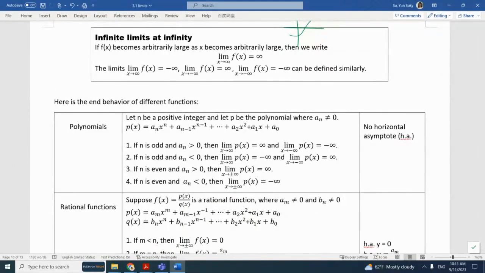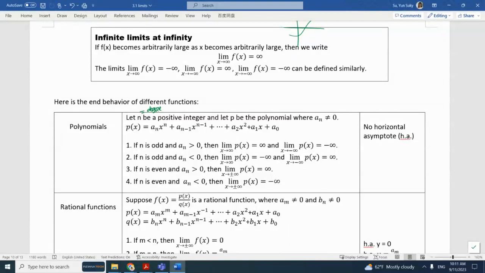First, polynomial. So let p of x be a polynomial and n is the degree of the polynomial, right? And a sub n is the leading coefficient. The leading coefficient is not 0. Okay, let's look at the following. If n is odd, and a sub n, the leading coefficient, is positive. Okay, let's use an example to help us figure it out. n is odd. Okay, 3 is odd. Do you agree? Yeah, 3 is odd.